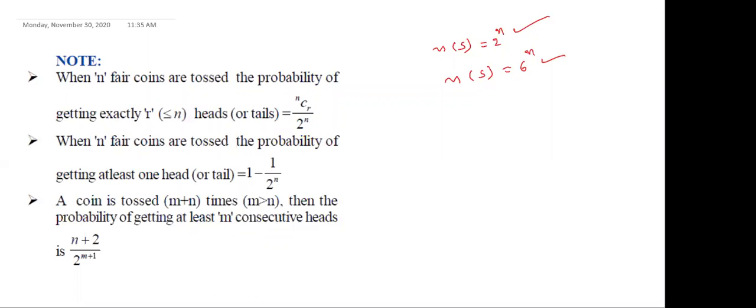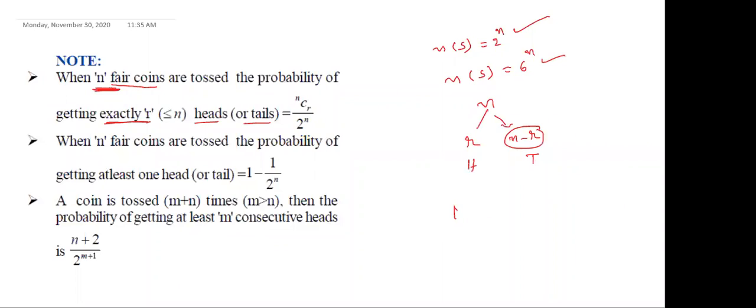Now see here, first point. When n fair coins are tossed, fair coin means unbiased coins, the probability of getting exactly r heads. Out of n, there are r heads. The remaining, n minus r, are tails. The probability of getting exactly r heads or r tails, whatever it may be. Here, see how many coins are tossed?